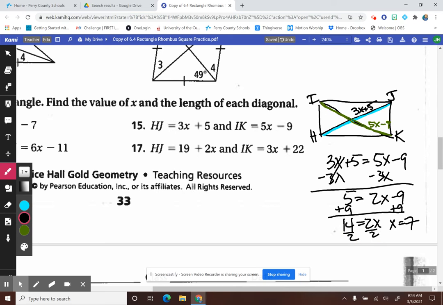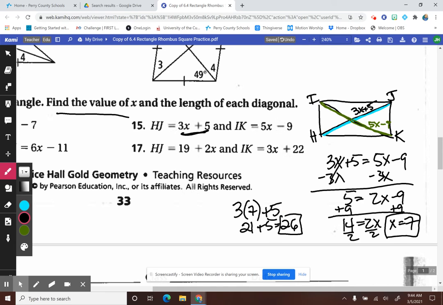So if X equals 7, I found the value of X, but notice what else it's asking me to do. It's asking me to find the length of each diagonal. Well, I know that these diagonals are equal, so I don't have to put it in each one of them. I could just put it in one of them, okay? So X equals 7 is part of my answer, but now let's go ahead and put it back into this one, the 3X plus 5. So 3 times 7 plus 5, 3 times 7 is 21, plus 5 equals 26. And again, we know that those have to be the same because they are equal, okay? So this would be the other part of that answer, 26. And that's basically all you have to do.